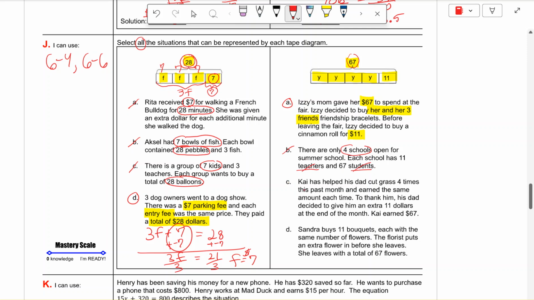On C, Kai has helped his dad cut grass 4 times this past month and earned the same amount of time. So right there, he's earning money, and it's the same amount each time. He did it 4 times. To thank him, his dad decided to give him an extra $11 more money at the end of the month. Kai earned $67. Again, this is all money. So he earned a total of $67. Here's his extra $11 his dad decided to give him. And then these right here are for the 4 lawns that he mowed.